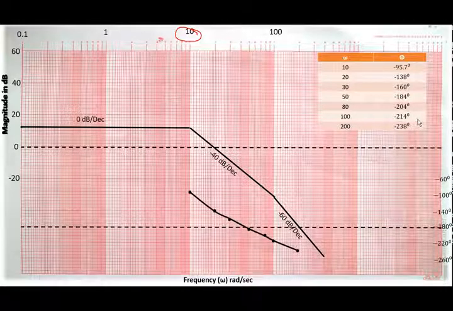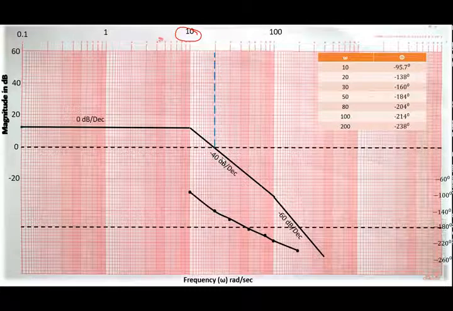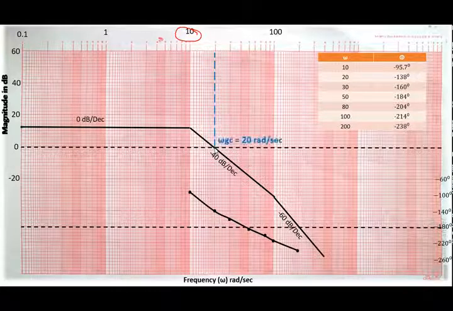Now the magnitude plot as well as the phase angle plot is completed. Now we need to find out the gain crossover frequency, phase crossover frequency, gain margin, phase margin and so on. So how do we find out those values? First we need to check where the magnitude plot is crossing the 0 dB line, that is the reference line for the magnitude plot. Somewhere here it is crossing the 0 dB line, that is the reference line, that is 20 radian per second.